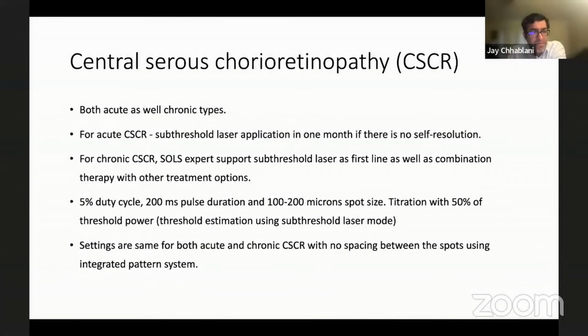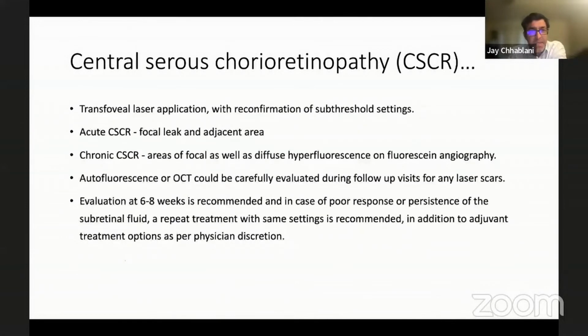Again, we are supporting 5% duty cycle with 200 millisecond pulse duration and 100 to 200 micron spot size, with titration in the same way of using subthreshold laser and applying 50% of the threshold power. Settings are the same for both acute and chronic CSCR, with no spacing between the spots using an integrated pattern system. Again, we support transfoveal laser application.